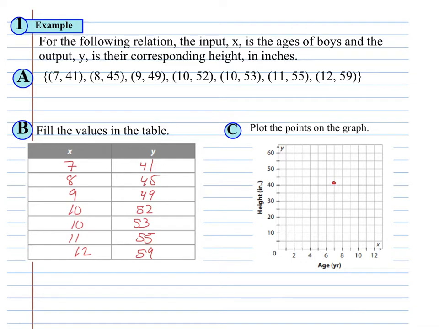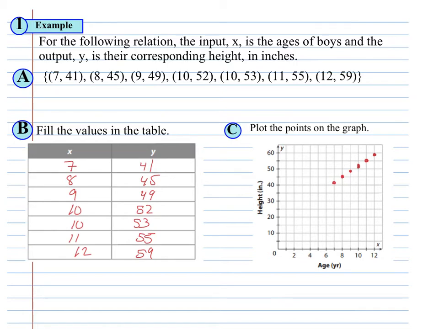And then we're going to 8 and 45. That's 8 and 45. 9 and 49. Around 49, I'm going to say it's there. We're going to estimate. 10 and 52. So 10 would be here, and I'm going to say 52 is here. And the next one's 53, right on top of it. 11 and 55. So this would be 11 and 55. And 12 and 59.